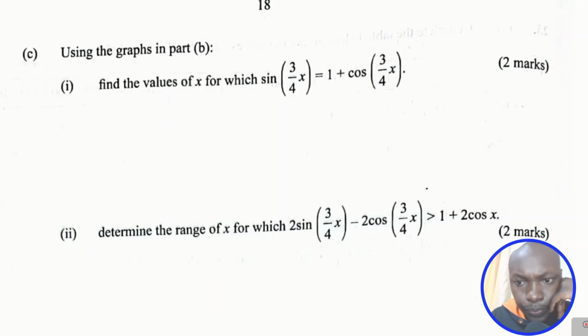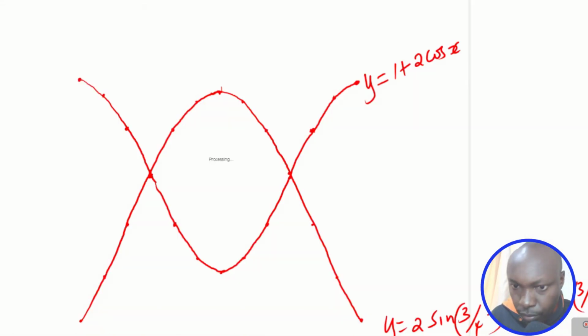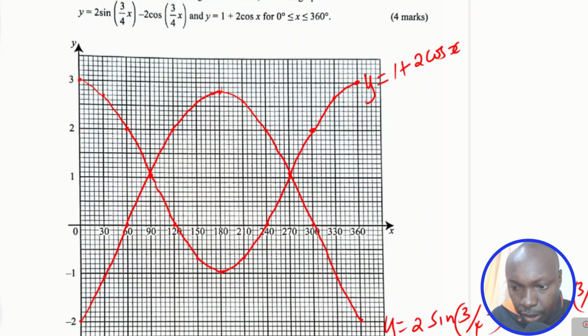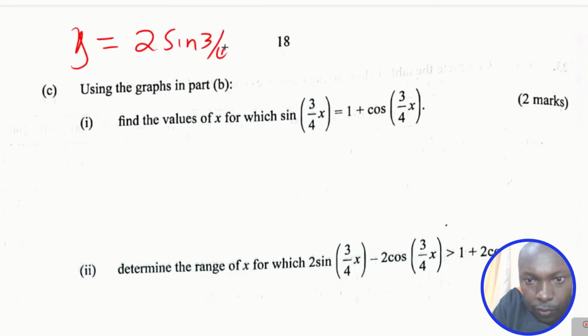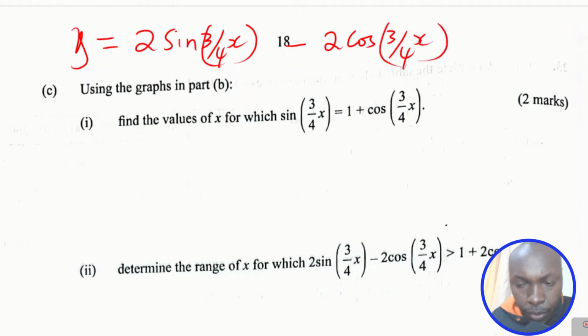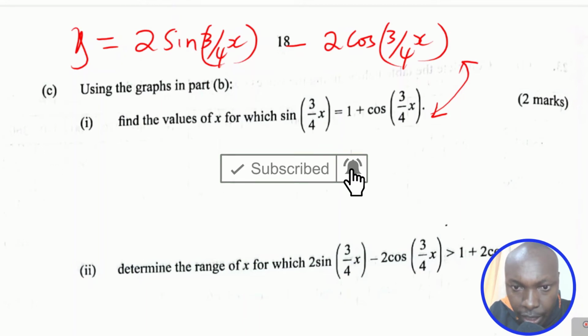When you look at this question and you try to compare it with the equation of the first curve, the equation of the first curve is y is equals to 2 sine 3 over 4 x. We write it here. So this equation is y is equals to 2 sine 3 over 4 x minus 2 cosine 3 over 4 x. So when you try to compare these two equations, you see there is some similarities. And you're going to write this equation such that you'll have cosine and sine on one side, and then you have this constant, which is 1, on one side. So how do you do this?